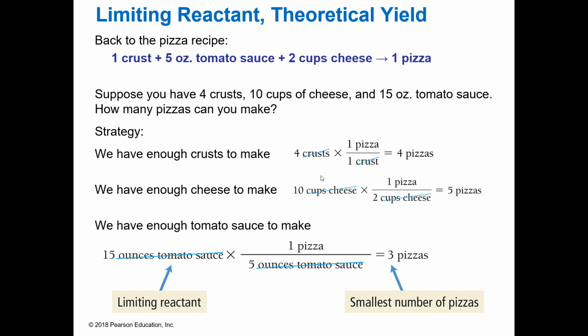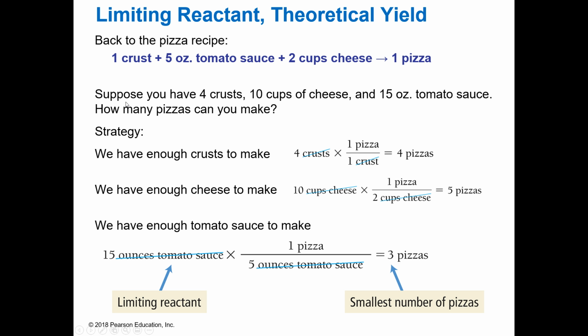Let's go back to the whole pizza thing. Let's say again, I have my reaction here of making a pizza. I need 1 crust, 5 ounces of tomato sauce, and 2 cups of cheese to make 1 pizza. Well, let's say, for example, I have 1 crust, I have 5 ounces of tomato sauce, but I only have 1 cup of cheese. Am I able to make the pizza? I'm not. The reason being is because I would be limited on my cheese, so I couldn't make the full pizza.